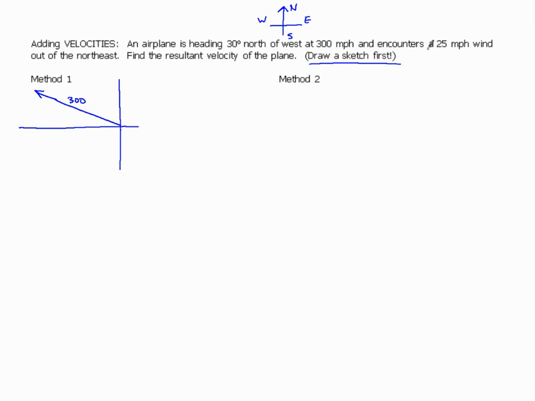It encounters a 25 mile per hour wind out of the northeast. So here is the northeast. Out of the northeast means it's coming in this direction. So it is actually blowing towards the southwest. Northeast coming in. This vector is 25. There we go. 25.